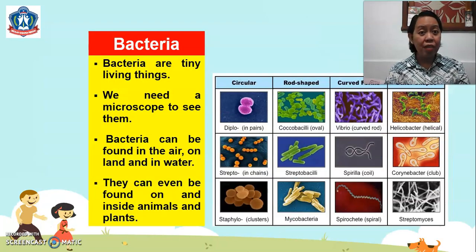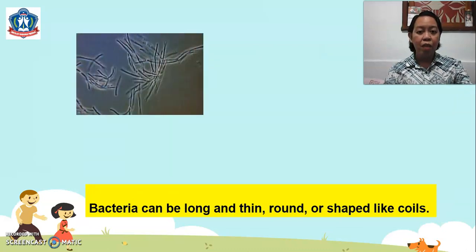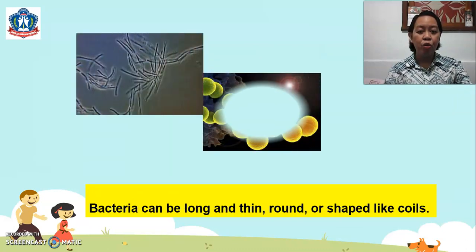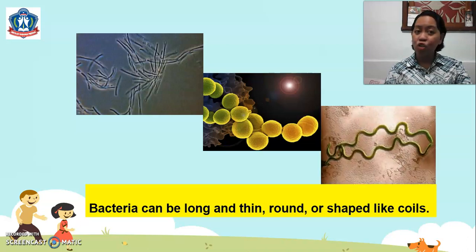Now let's go to bacteria. Bacteria are tiny living things. We need a microscope to see them as well. Bacteria can be found in the air, on land, and in water. They can even be found on and inside animals and plants. Bacteria can be long and thin. Look at the picture. Round or shaped like coils. So bacteria come in different sizes and shapes too.